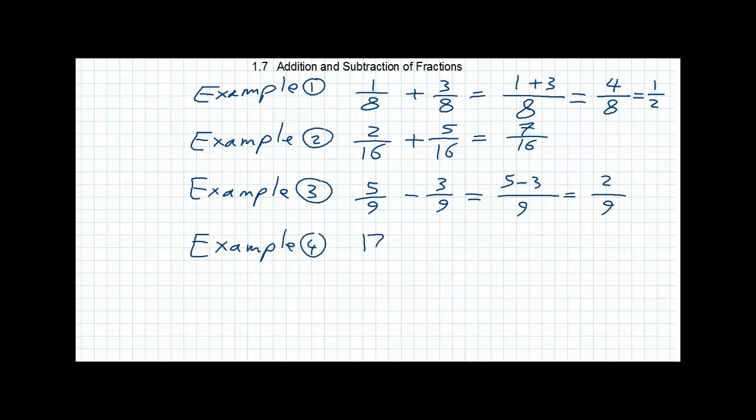Example 4. 17 over 20 minus 4 over 20. Directly we can say it is 13 over 20. That was the first situation. The second one is when we have different denominators. Look at this example. 3 over 8 plus 5 over 16. We can't add two fractions with different denominators without finding the LCD, which is the least common denominator.